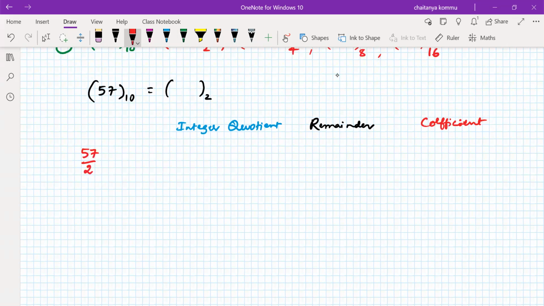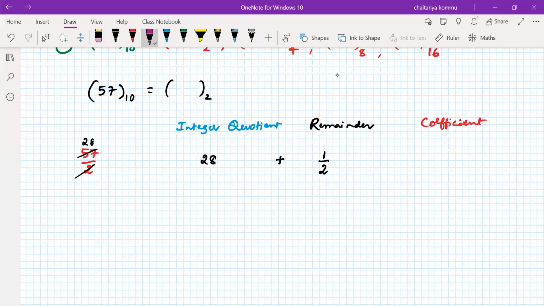So if you divide 57 by 2, what is the quotient here? Quotient is 28, right? That means 2 8s. What is the remainder? The remainder will be 1 by 2. If you sum up these two things, it's 57 only. For example, 28 into 2 plus 1 by 2: 56 plus 1 by 2, that is nothing but 57 by 2 only. Agreed? That is what we have to do.